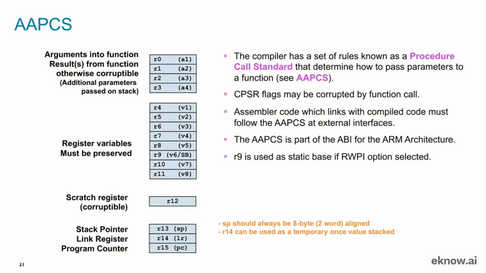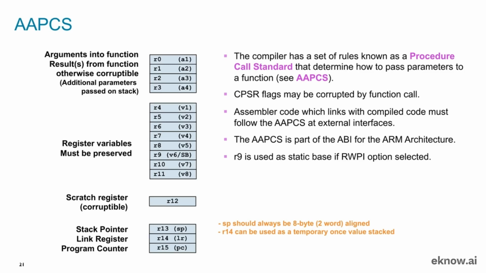First, we have registers R0 through R3. These are the primary couriers for function calls. They're used to pass the first 4 arguments into a function. For example, if you have a function calculate(A, B, C), A would go into R0, B into R1, and C into R2. These same registers, particularly R0, are also used to return a result from the function. The slide notes they are otherwise corruptible.